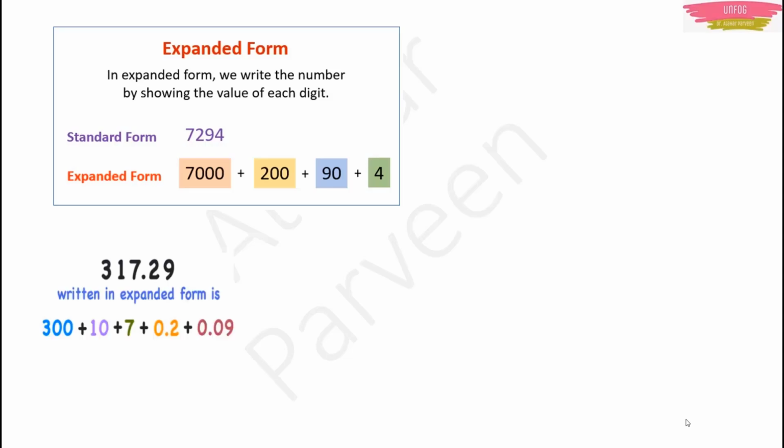Now another example: you have one number with a decimal point, 317.29. Now how can you expand this number? The whole number 317 you expand as it is. Here 3 is in place of 100, 1 is in place of 10 and 7 is in place of 1. That you expand. But then again for the decimal point, you go in the opposite direction. Here you write 0.2 for 2 and you write 0.09 for 9. Okay, this is how you expand a decimal number.